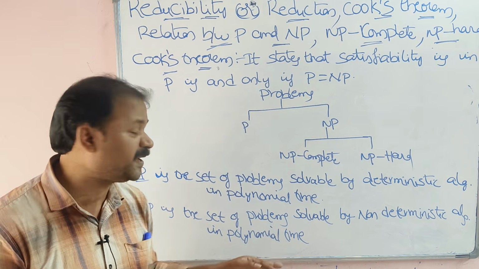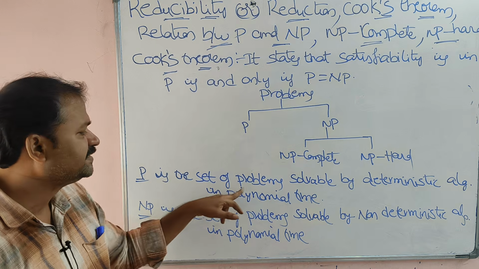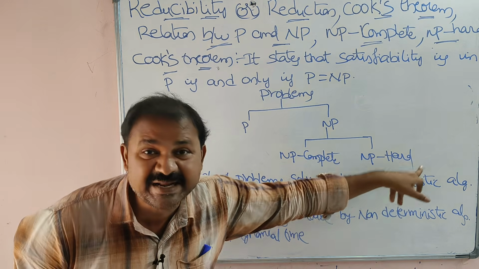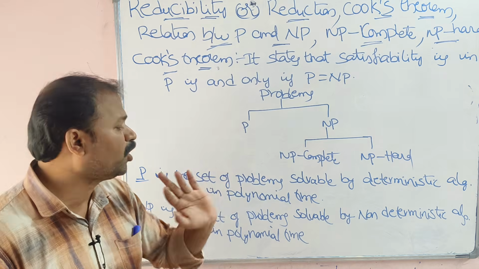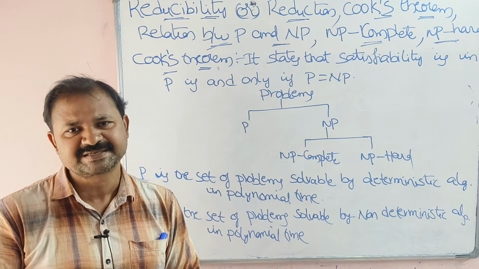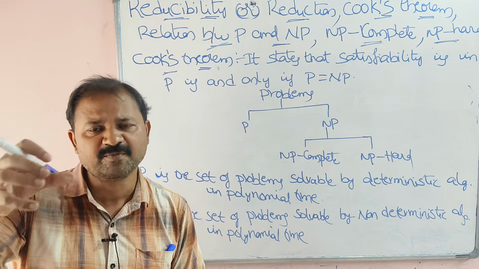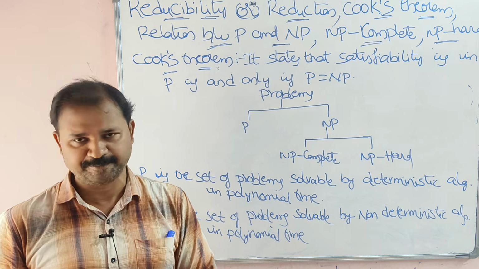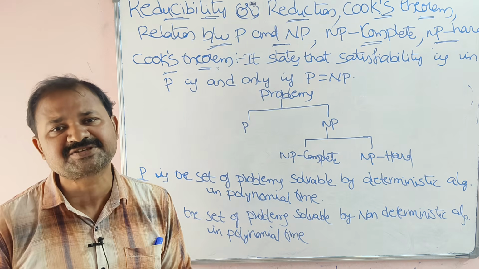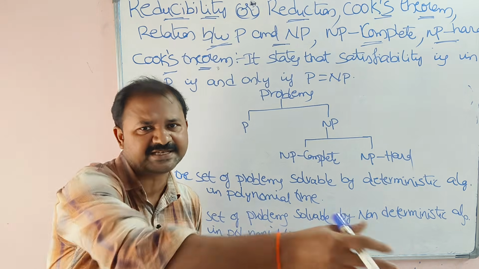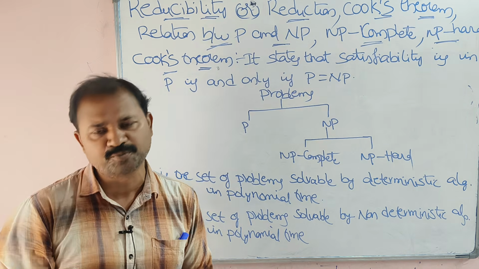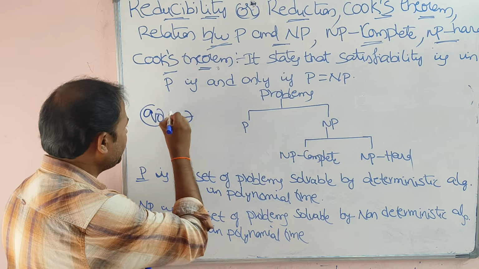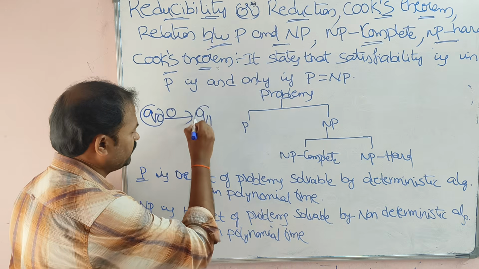First let's see what is a P problem. P is the set of problems solvable by a deterministic algorithm in polynomial time. So P means the set of problems solvable by a deterministic algorithm, in polynomial time. Deterministic algorithm means on applying an input on a state, we will get only one output. So if we have like this, Q naught, on applying input here, we will get only one output.